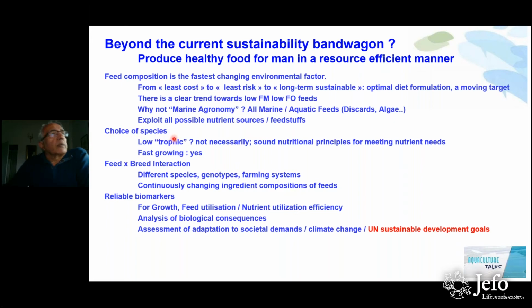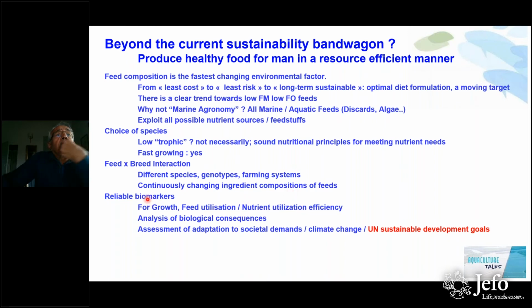With regard to the choice of species, do we have to go to low trophic levels? I don't think so. Sound nutritional principles make even high trophic species behave as low trophic, depending on the kind of food that you supply. Fast growing species, yes, that's a requirement. We need to have fast growers. Here, genetics can play a number of roles, but genotypes and farming systems are variable. And how do you do the analysis of feed-breed interaction when the changing composition of feeds is occurring continuously? So this, again, is an issue for scientists.